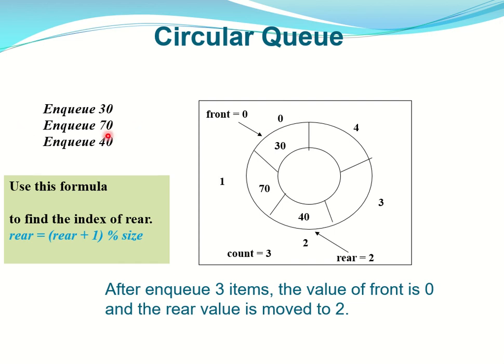When you want to enqueue 70, what is the rear position now? Rear is at 0, so 0 plus 1 mod size 5. 0 plus 1 is 1, and 1 mod 5 equals 1. So the rear value will be increased by 1. When you enqueue 40, rear is at 1, so 1 plus 1 equals 2, and 2 mod 5 equals 2. That's why rear equals 2 here. So that is the formula when you want to know the rear value.